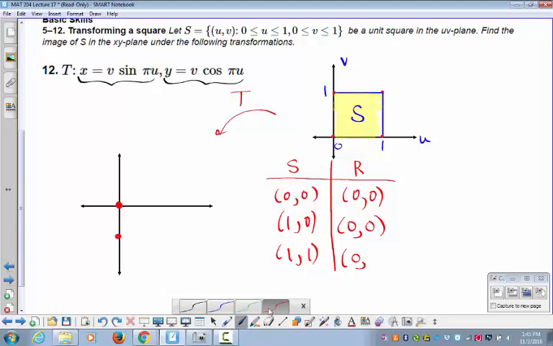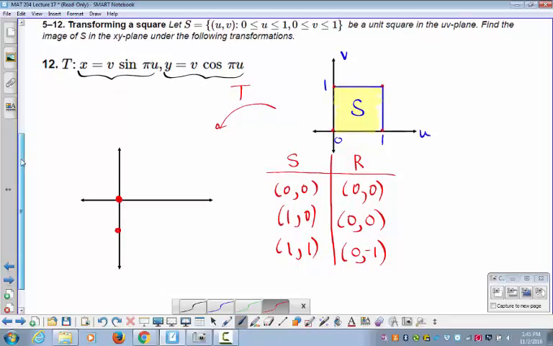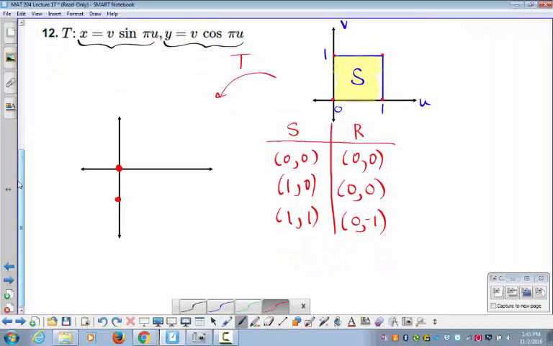So that's going to 0, minus 1. All right, let's check the other vertex. I guess we only have one left. So 0, 1, where does that go? Plugging in 0 for u and 1 for v.